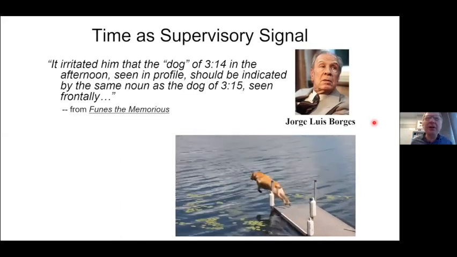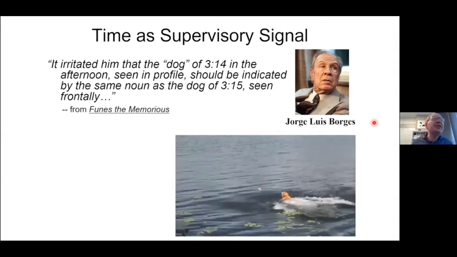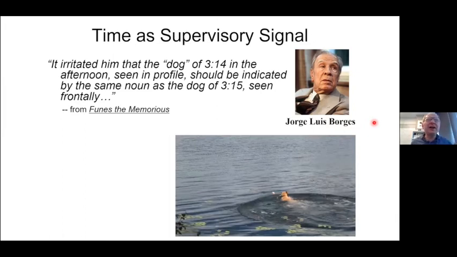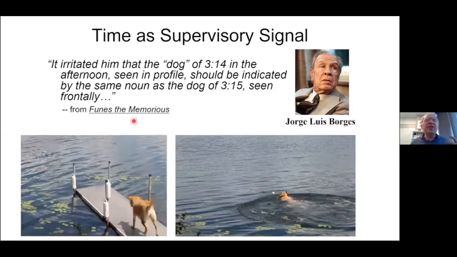Let me quote from one of my favorite authors, Jorge Luis Borges, in this short story about a man on the spectrum. It irritated him that a dog at 3:14 in the afternoon seen in profile should be indicated by the same noun as the dog at 3:15 seen frontally, right? So for this gentleman, he could not figure out that these dogs are actually the same dog. Okay, but most of us can figure out that it's the same dog. Why? Because the time binds them together. Because we know that it's very, very unlikely that somehow dogs were switched and that this dog is different from this dog, right? We know that time preserves identity.